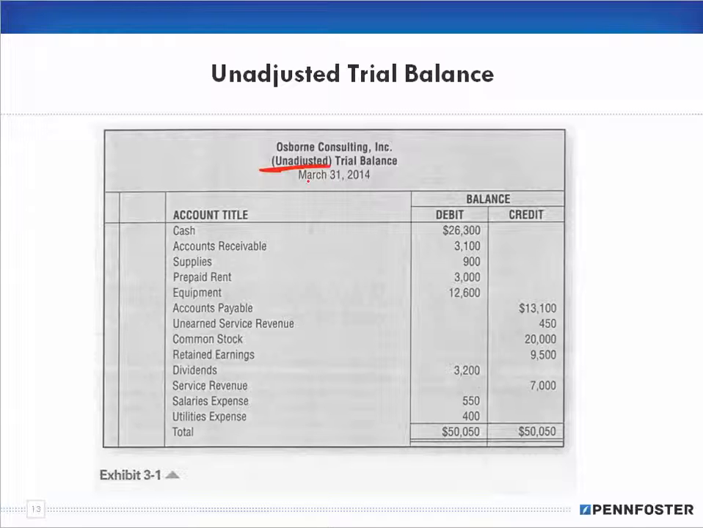So we're at the end of the accounting period. It's the last day, let's say it's a monthly accounting period, so the last day of the month. We've posted all of our transactions to our general ledger accounts, created the balances in the accounts, and created our trial balance. The reason we call it unadjusted is because we don't know if the balances in these accounts are correct.